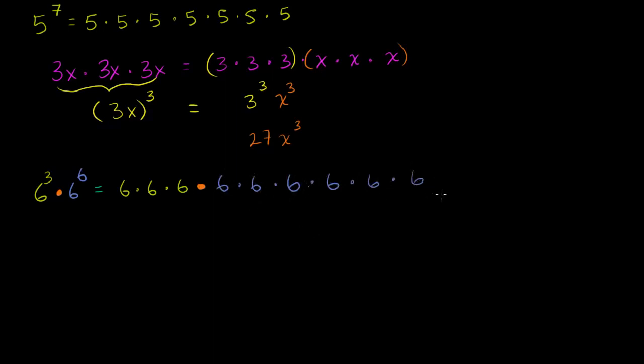So what is this whole number going to be? Well, this whole thing, we're multiplying 6 times itself how many times? 1, 2, 3, 4, 5, 6, 7, 8, 9 times, right? 3 times here, and then another 6 times here. So we're multiplying 6 times itself 9 times. 3 plus 6. So this is equal to 6 to the 3 plus 6th power, or 6 to the 9th power.